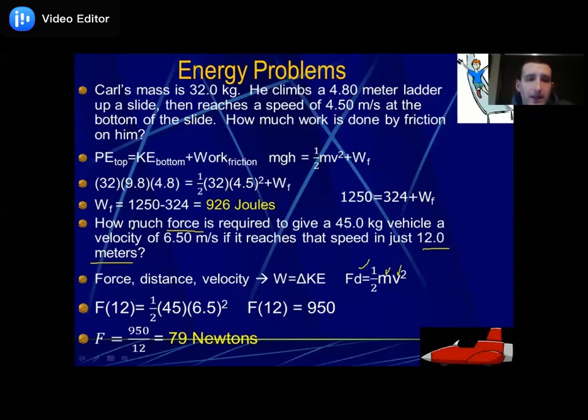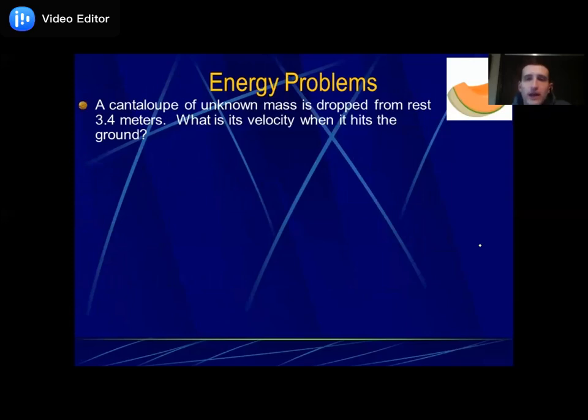This does not imply a constant force and a constant acceleration. What we calculated here was the average force being delivered. So, one last slide of a couple of example problems. A cantaloupe of unknown mass is dropped from rest 3.4 meters above the ground. What is its velocity when it strikes the ground?